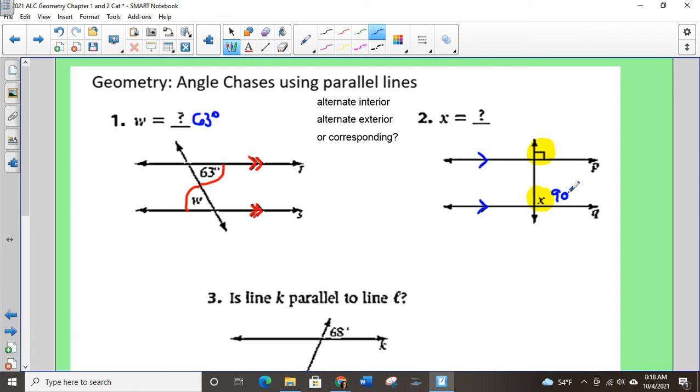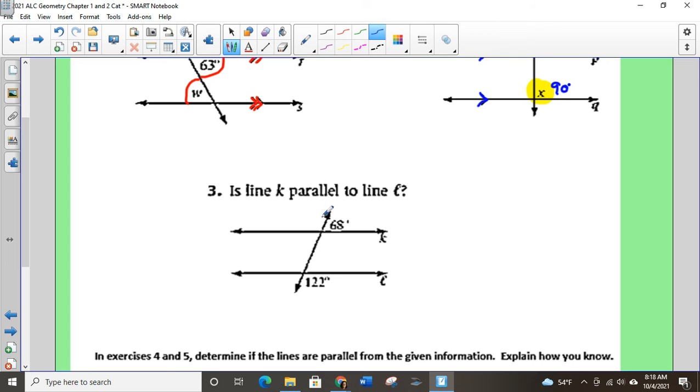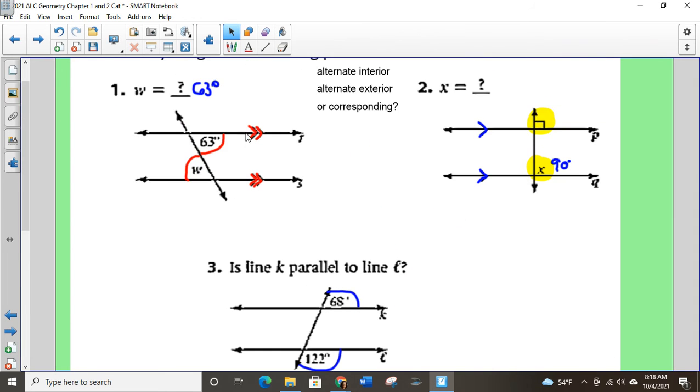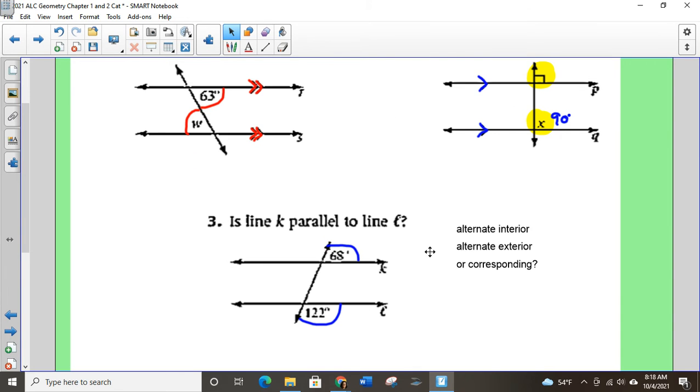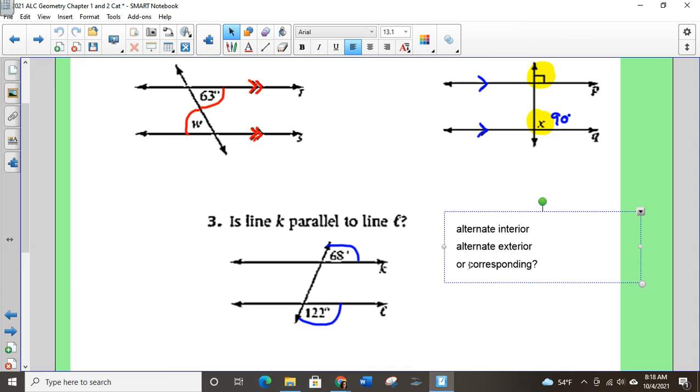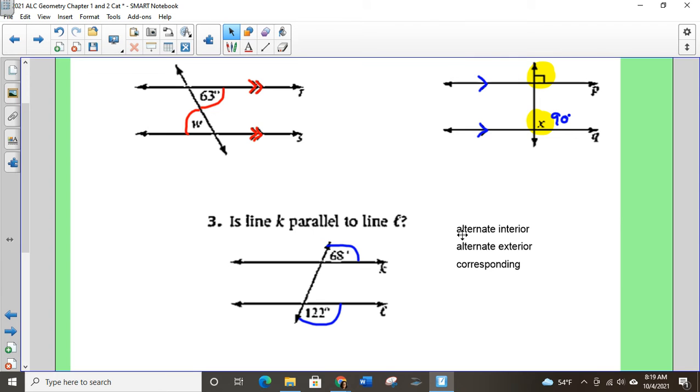Hopefully you said 90. All right. Okay, the next one is the question, are the lines parallel? So is line K parallel to line L? They're telling you we have a 68 here and we have a 122 right here. These two angles, what do you think? Are they alternate interior, alternate exterior, or corresponding? None of the above. The correct answer is none of the above. They're not any of these.